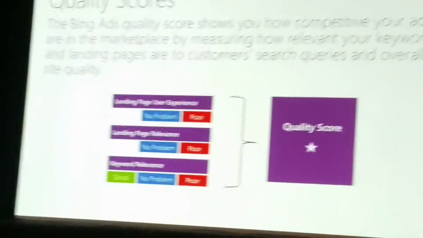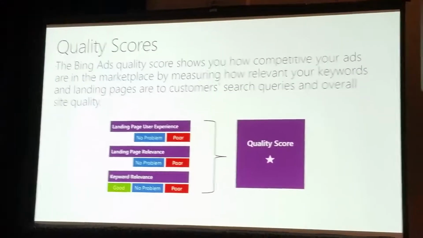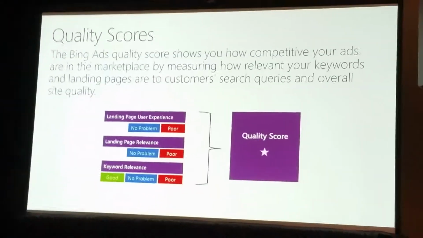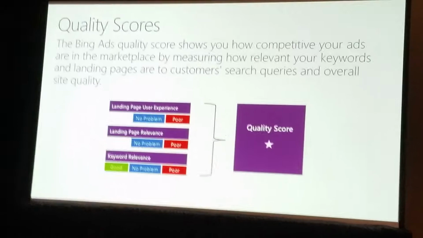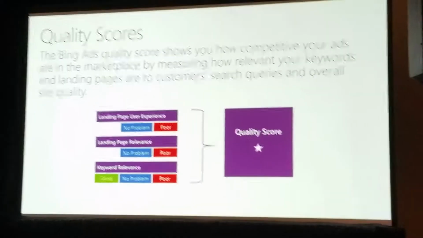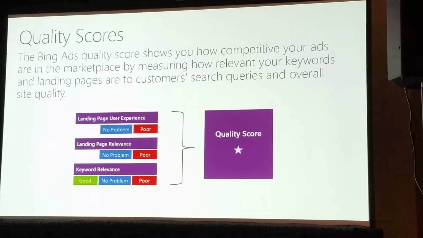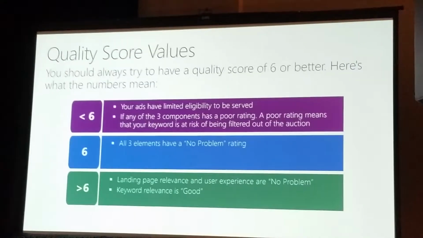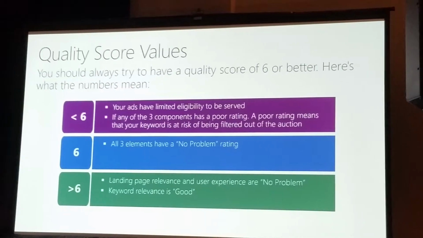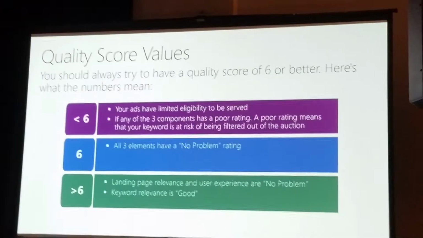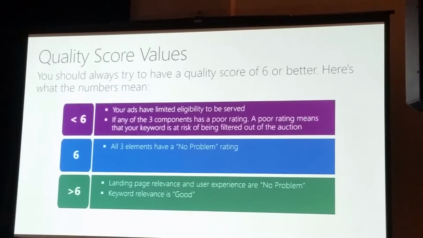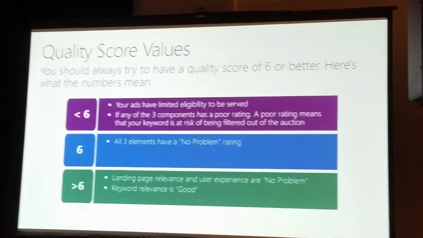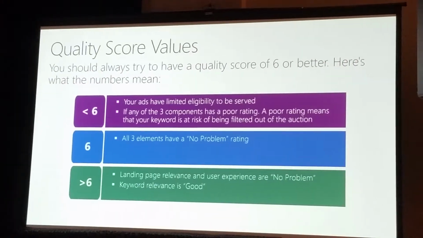As soon as you begin your campaign, all three of these are going to be given a score. Those scores continue to evolve during your campaign based on your campaign results, how much traffic is coming to your website, and also if you make any edits or changes to your campaign. Our goal is for all of our advertisers to have a quality score of 6 or better. This is going to allow you to be the most competitive in the marketplace and have the most competitive CPCs possible.